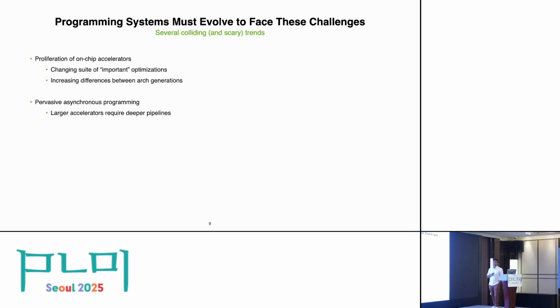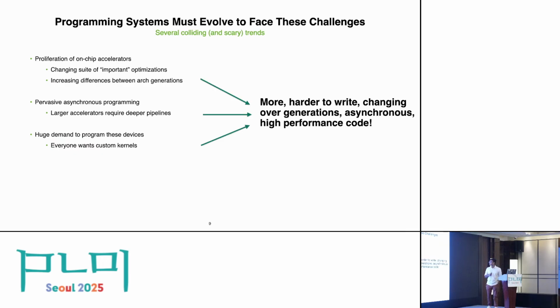Then there's this pervasive asynchronous programming that is starting to hit our programming systems, where everything is asynchronous as these hardware units get bigger and bigger, and they require really deep pipelines to keep them fed. And so this code has to be both high performance and asynchronous, something that is hard, it has to be correct and fast. And getting both of these things at the same time is known to be quite difficult. The real nail in the coffin, though, is that everybody wants to write their own programs for these devices. You know, we can't just hide behind BLAS anymore, because everyone wants to write a custom kernel for their custom neural network. And so we have more code, it's getting harder to write, it's changing over generations, it's asynchronous, and has to be really, really high performance. So this is a very scary combination of things.